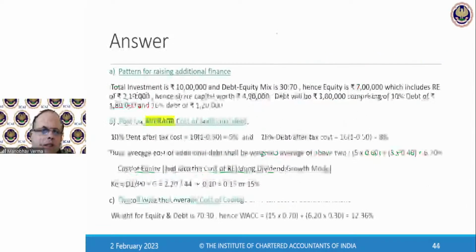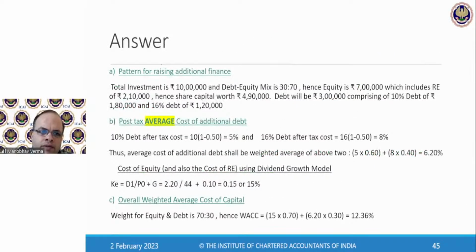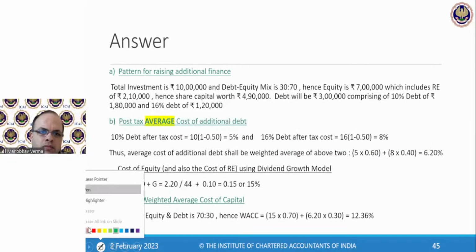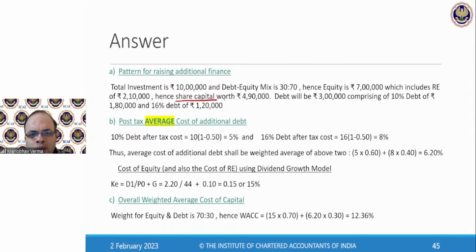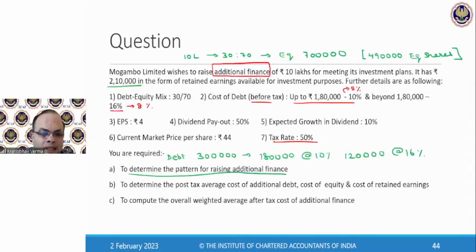In fact, we can straight away understand from here itself. So that is what we just calculated. We just concluded that yes, the share capital worth 4,90,000 is required, and debt comprises of two components: 10% of 180 and 16% debt of 120. Okay, now the next question is, we have to calculate the post-tax average cost of additional debt. Then we have to calculate the cost of retained earnings and equity as well.